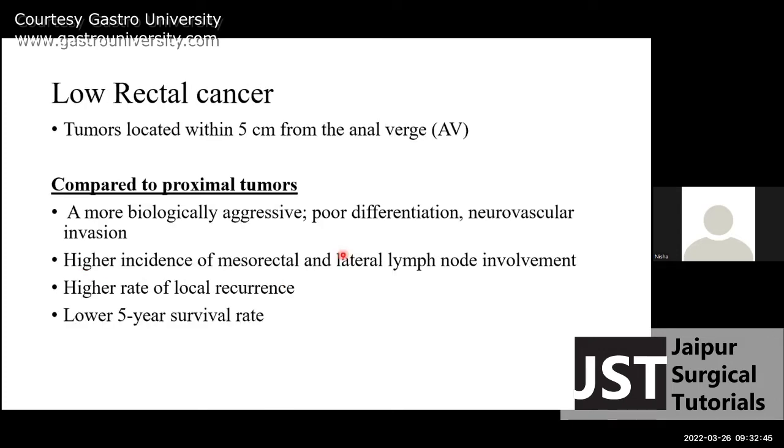Now coming to low rectal cancers, these are the tumors which are located within 5 centimeters from the anal verge. When we compare the low rectal tumors with the proximal rectal tumors, we see that the low rectal tumors are more biologically aggressive. Pathologically, they are poorly differentiated. They are associated with neurovascular invasion. They have a higher incidence of mesorectal and lateral lymph node involvement. They have a higher rate of local recurrence and a lower 5-year survival rate.